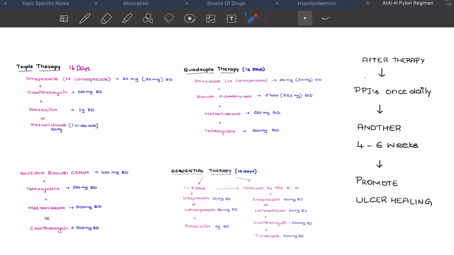Following the completion of all these therapy regimens, the individual needs to continue the proton pump inhibitor once daily for another 4 to 6 weeks. This another 4 to 6 weeks treatment of proton pump inhibitor once daily is to promote ulcer healing, so that the patient will not relapse. So this was about the anti-H. pylori regimen.